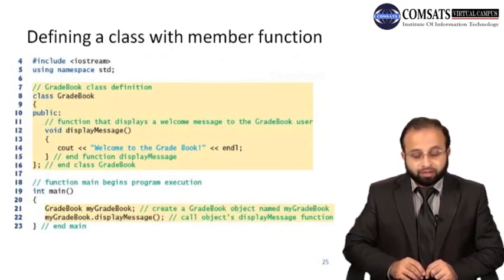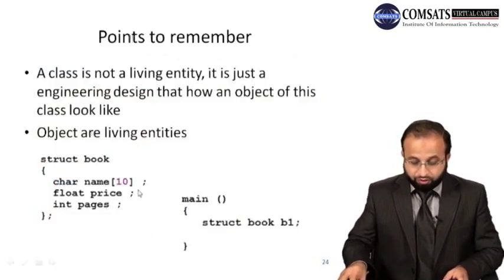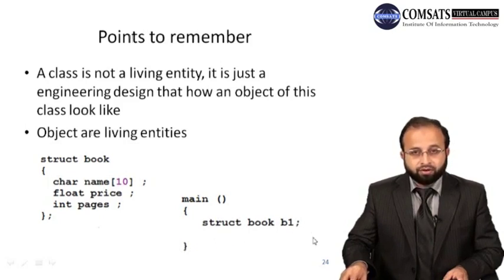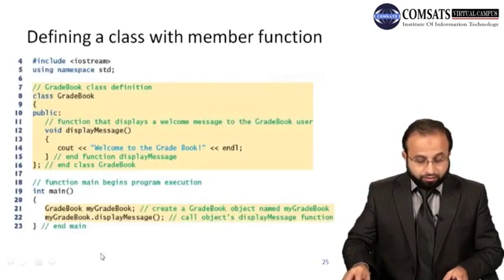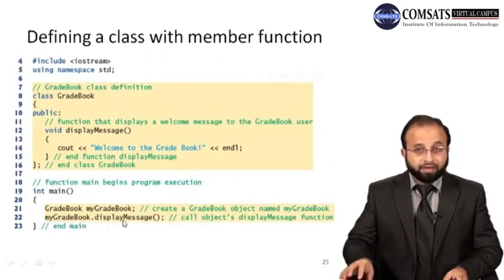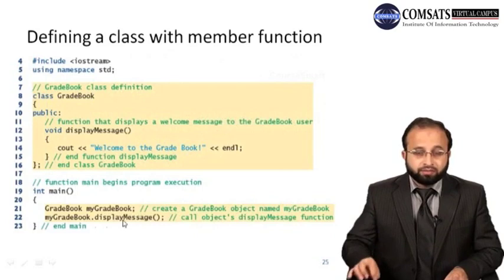So with an object you can write object dot, same as when you are accessing a field of a structure. For example, in the previous example, if you want to access pages, you can write b1 dot pages is equal to 165 semicolon. So the value 165 will be assigned to the pages field of the b1 object, right? So now if you write my gradebook dot display message, it means that you are calling the display message function of an object whose name is my gradebook.